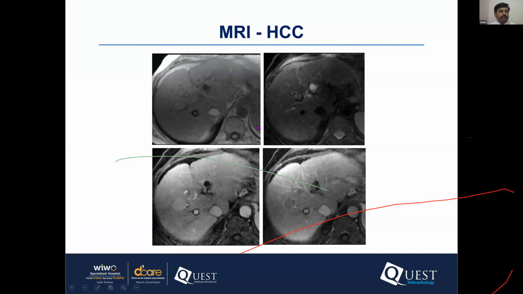And the main important feature when we consider hepatocellular carcinoma is the alpha-fetoprotein level, which is a very important blood marker for hepatocellular carcinoma. Please talk to your clinician when you're suspecting hepatocellular carcinoma and get the alpha-fetoprotein level.